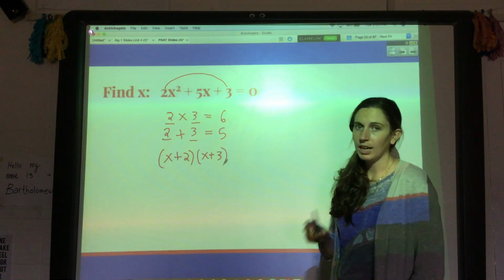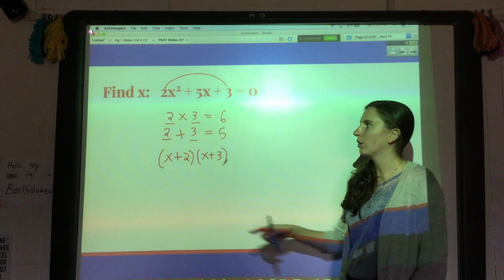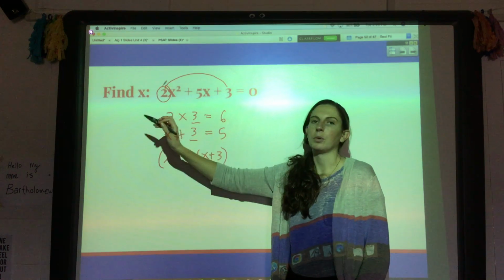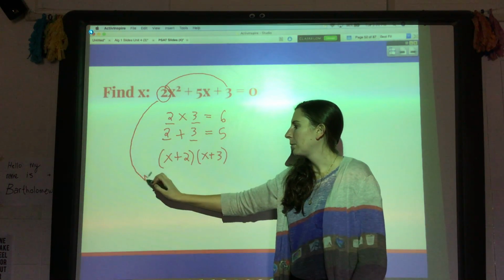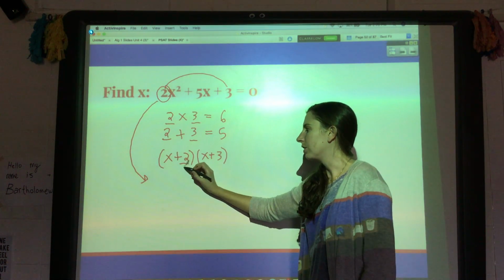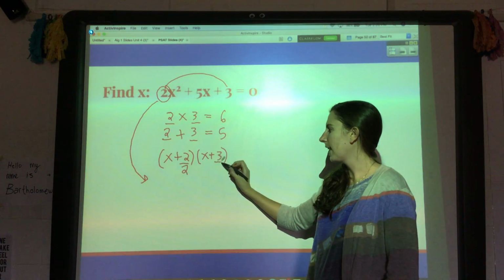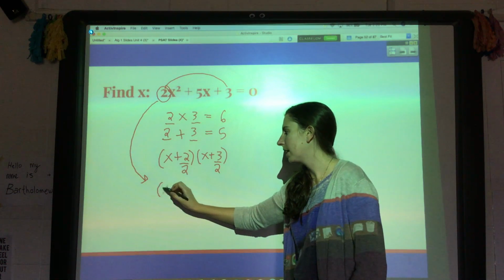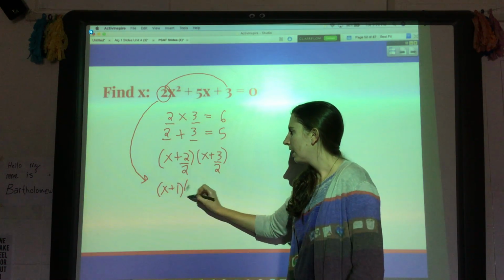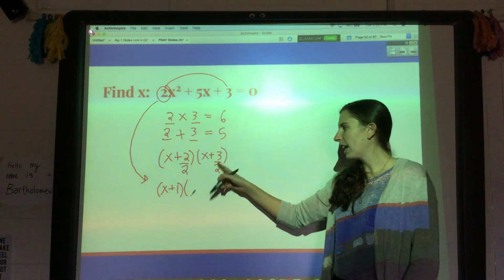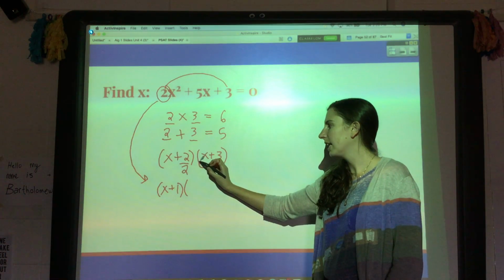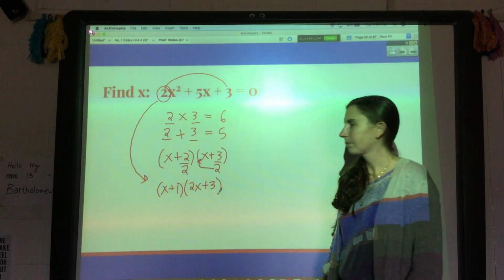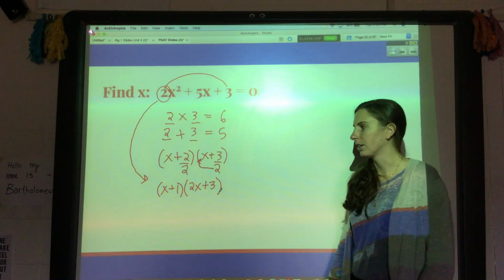Except you've got to be careful, if you ever have a leading coefficient that's not a 1, you need to divide or slide with it. What I mean by that is you either divide it or you slide it. This one, the 2 divides in evenly, so that becomes x plus 1. On this one, the 2 doesn't divide in evenly, so we slide it over and get 2x plus 3. Those are my final factors.